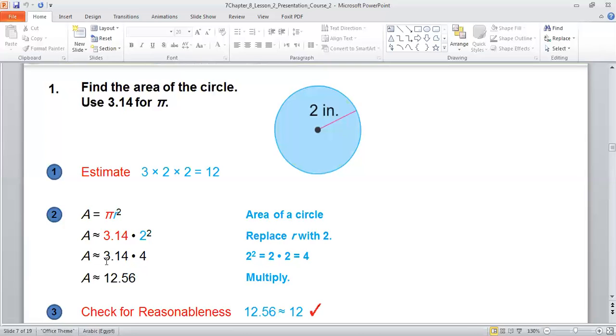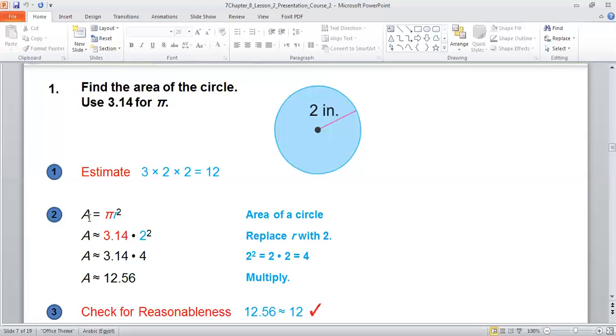If I multiply these two numbers together, what does the multiplication give me? It gives me 12.56. Yes, 12.56. Are you ready to solve another one? Again, I will do this one, and after that, I will let you solve another example. The area of the circle is equal to what?